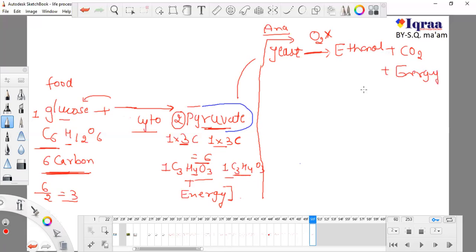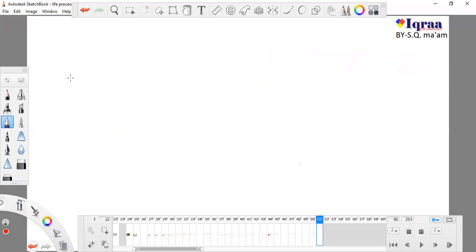So two molecules of pyruvate, and one molecule is made up of three carbons. Two carbons are used in ethanol because it is a two carbon molecule, and one atom of carbon is used here. So in total, three carbons of pyruvate are utilized. So what is ethanol? Do you know what is ethanol? Ethanol is alcohol.